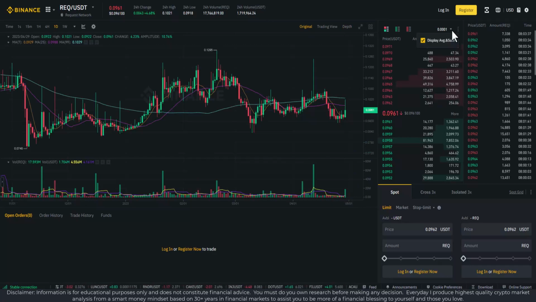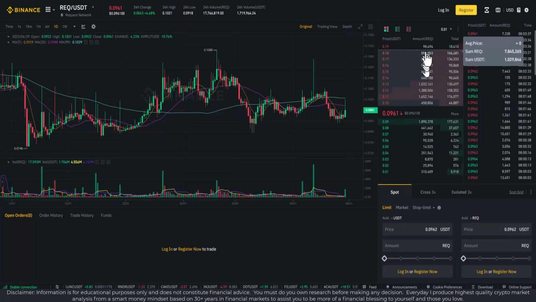Another thing that you can do when you look at depth, you can actually change the increment that the depth relates to. We can go down, for example, to 1 cent increments.